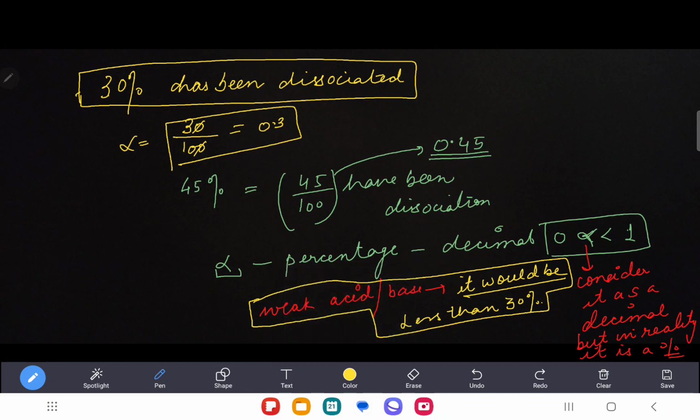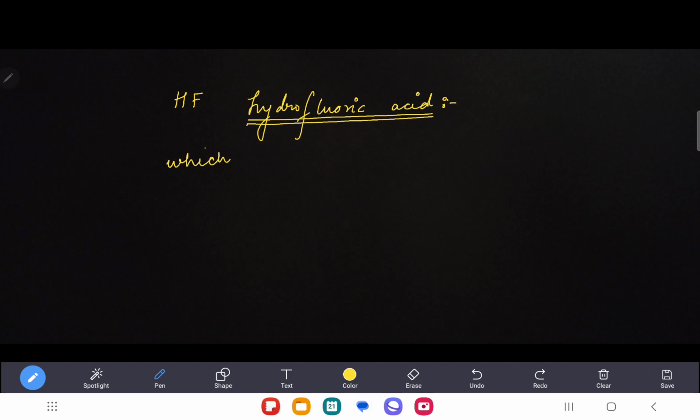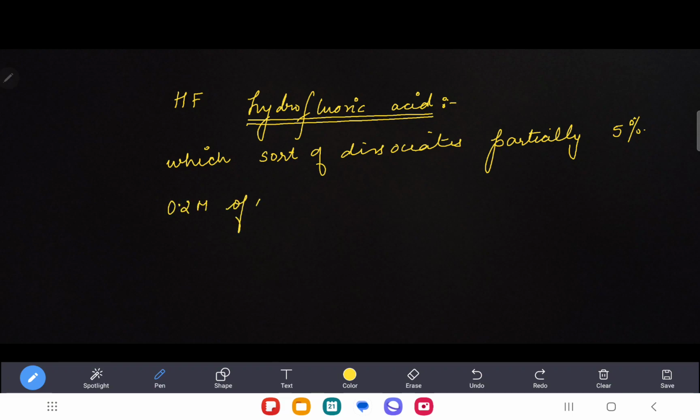Now there is an important term that you have to understand. HF is hydrofluoric acid. The hydrofluoric acid is basically an acid which dissociates partially. I say that its degree of dissociation is generally 5%. But I have taken 0.2 molar of HF. That means this is my concentration C. When I say this, I basically mean that I have 0.2 moles of HF acid.